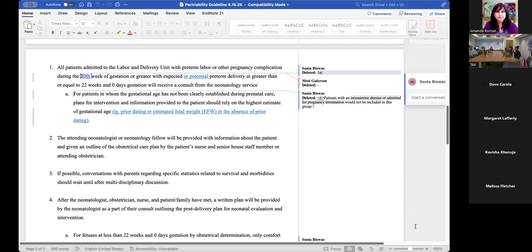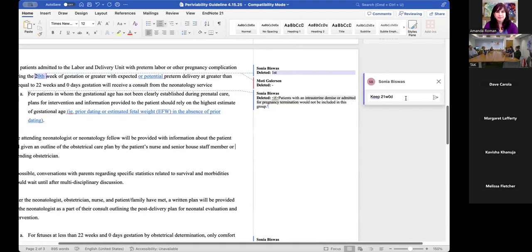So coming back to this issue, yeah, we could, and I would stay away from like 20th week. I will keep it like 21 and 0 or 22 and 0, like you have in the line below. Maybe keep 21 and 0 for neonatology. Sure.